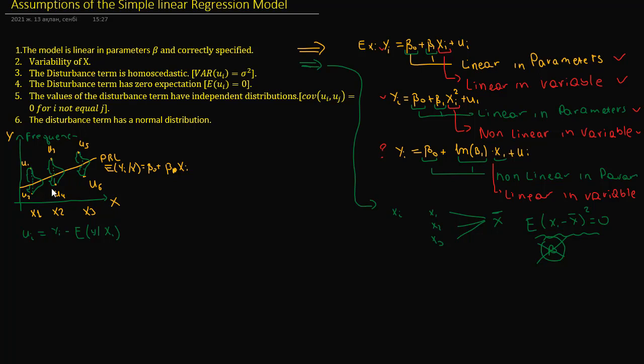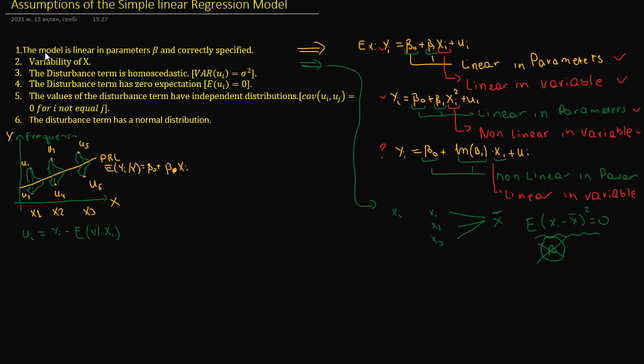Let's go. The first assumption: the model is linear in parameters beta and correctly specified. What does it mean? It's linear in two senses: linear in parameters and linear in variables. By assumption, it has to be linear in parameters, not necessarily in variables.